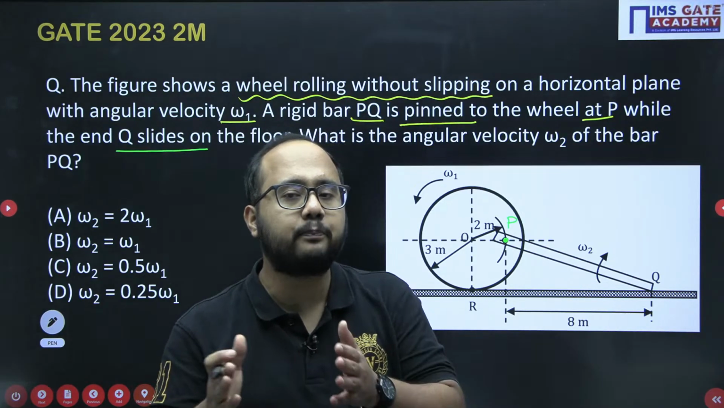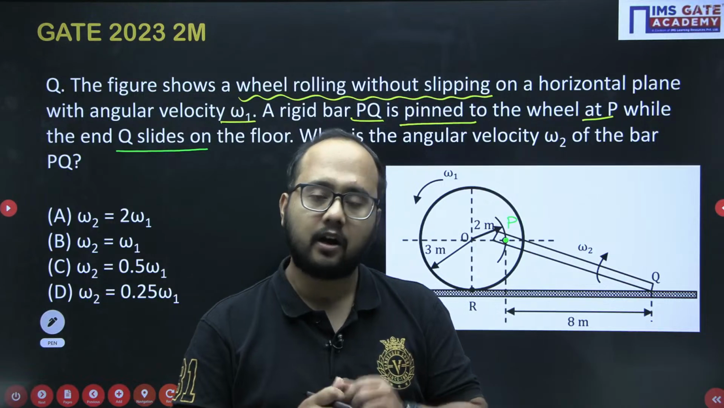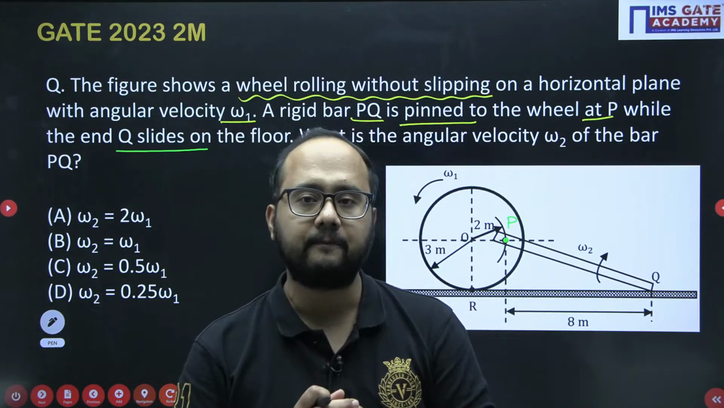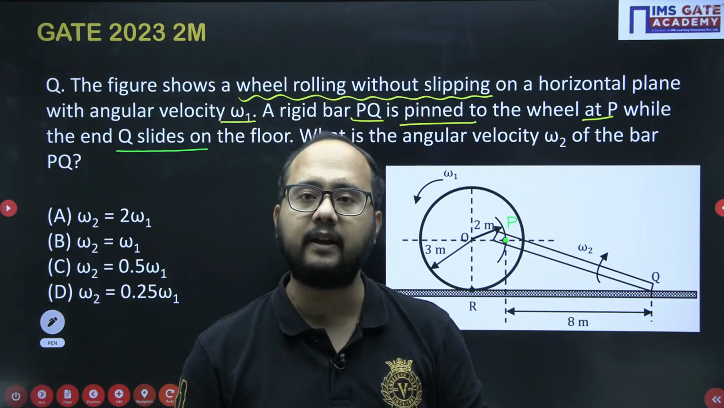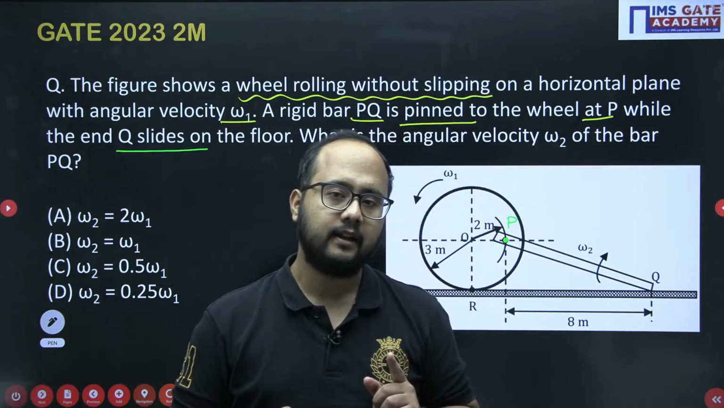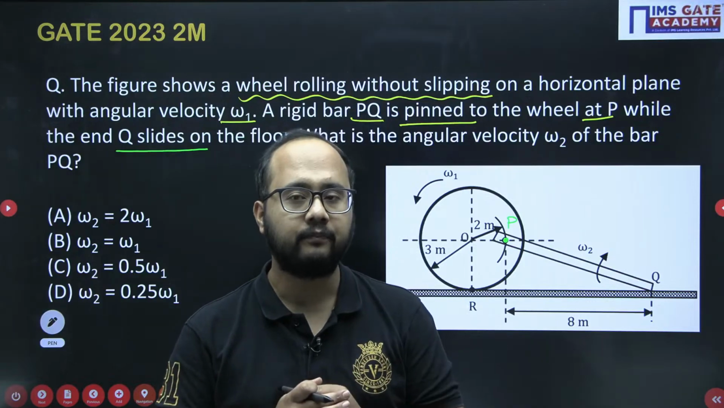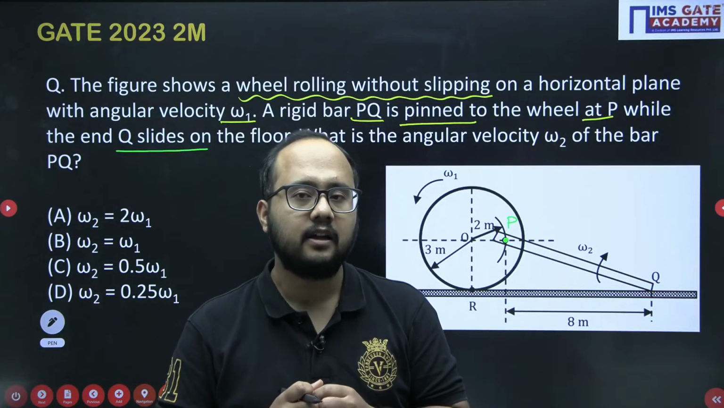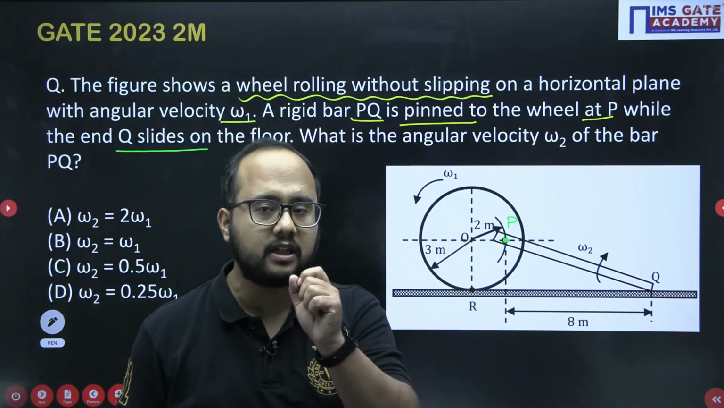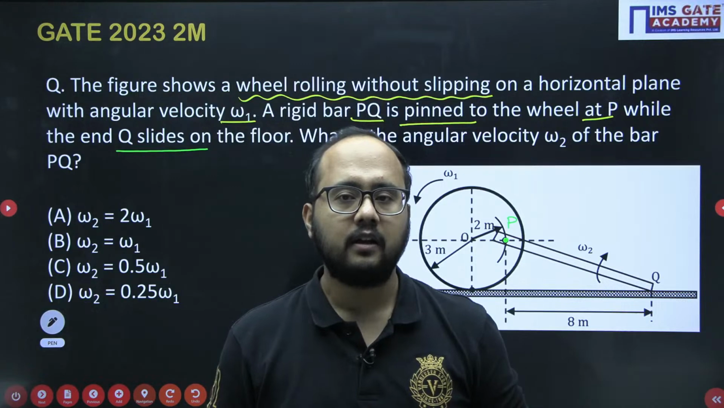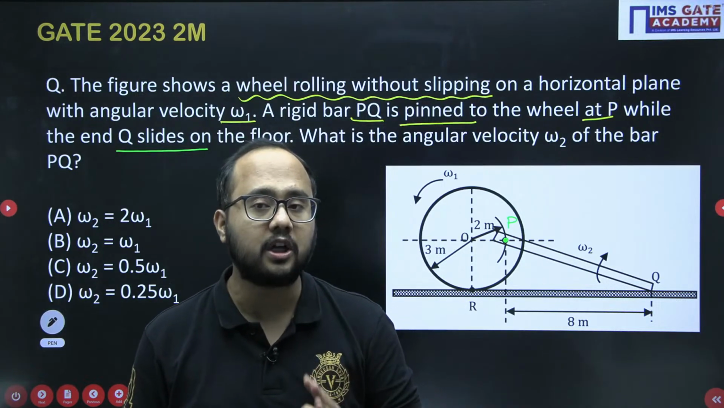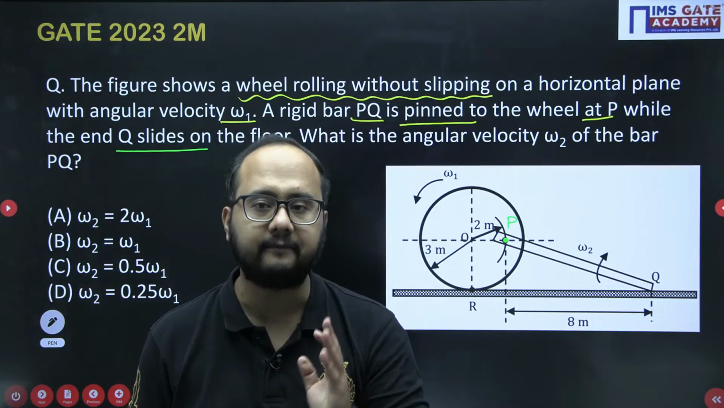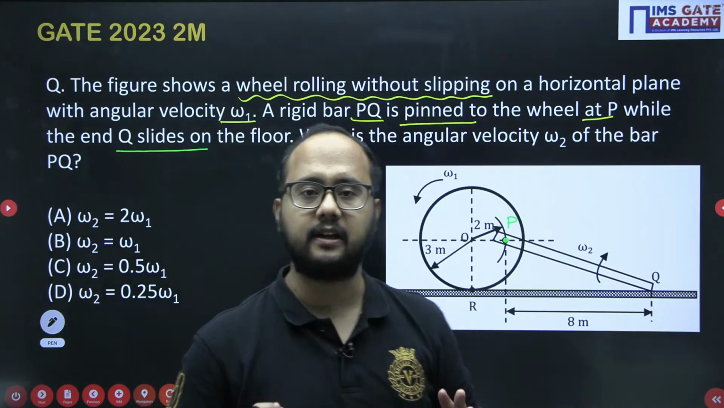And what will that particular theorem tell? According to Kennedy's theorem, if 3 bodies are in relative motion, all their I-centers will be in a straight line. Very important theorem. Okay, sometimes we are not able to identify or locate the I-centers. At that moment, you need to just recall Kennedy's theorem: whenever 3 bodies are under relative motion, their I-centers will lie in a straight line. I hope this point is clear.